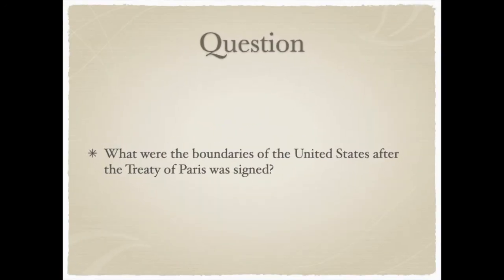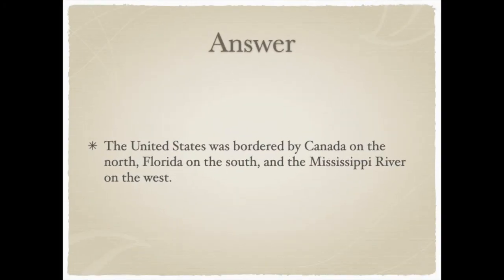Question: what were the boundaries of the United States after the Treaty of Paris was signed? The answer: the United States was bordered by Canada on the north, Florida on the south, and the Mississippi River on the west.